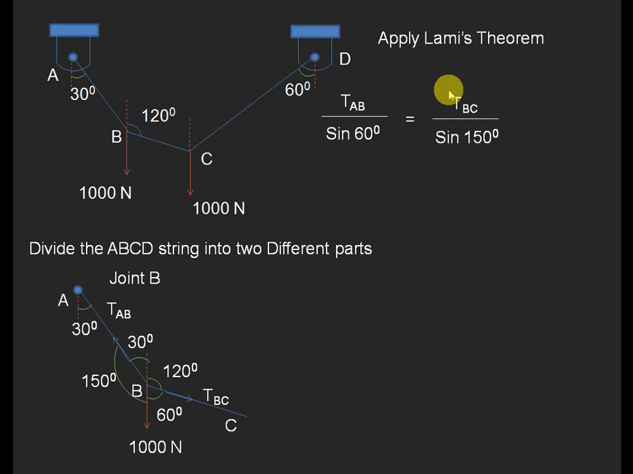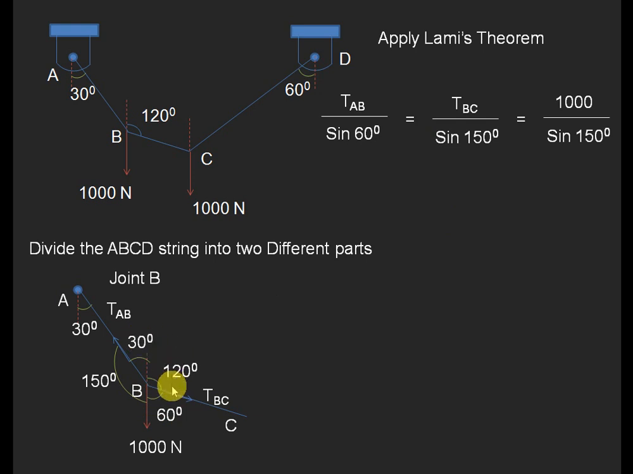Similarly, if you consider TBC, this line is the TBC. TBC by sine of the angle between the remaining other two forces. That is AB, the tension in AB, and the load acting in the downward direction. So the angle we got is 150 degrees, so we have to write it as sine 150. Similarly, we write 1000 load by the angle between the remaining two tension forces.